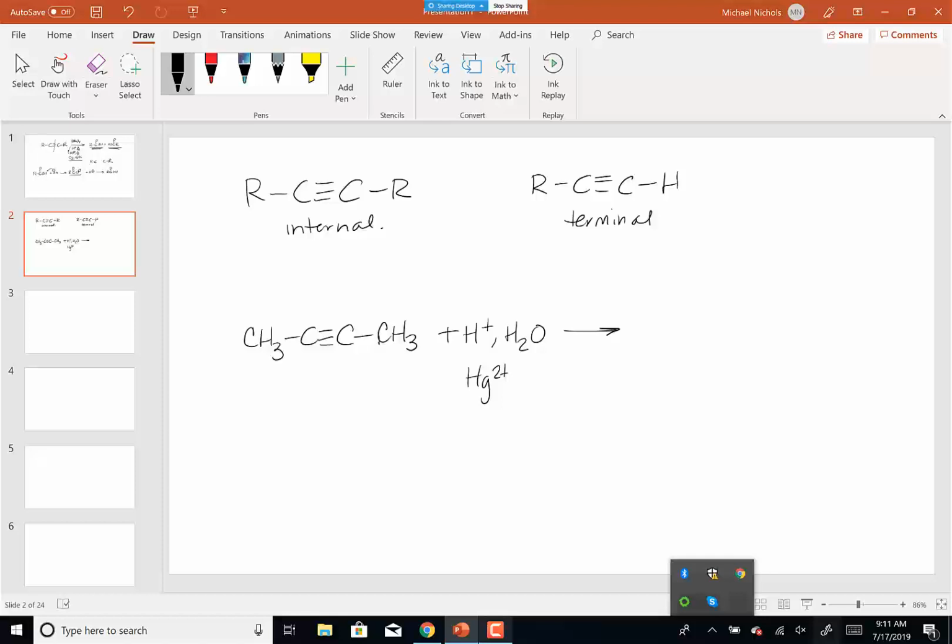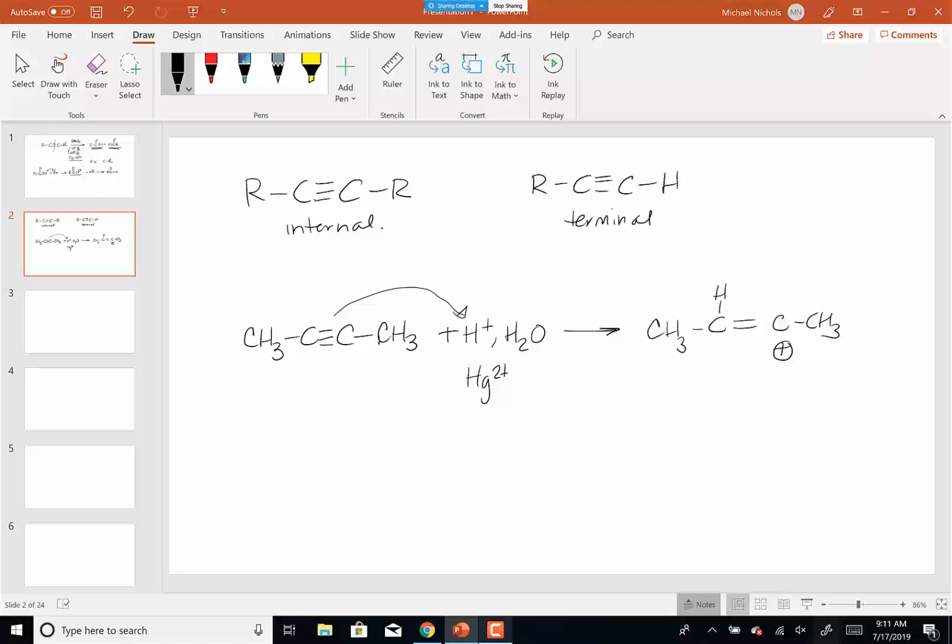So I'm going to add my H plus to this internal alkyne. Doesn't matter which carbon of the triple bond I add it to, because this is a symmetrical alkyne. So I'm going to get the same product whether I add the H to the left carbon or the right carbon. So I'm going to add the H plus there, and that's going to make a double bond, and then I'm going to end up with a plus charge on the other carbon.